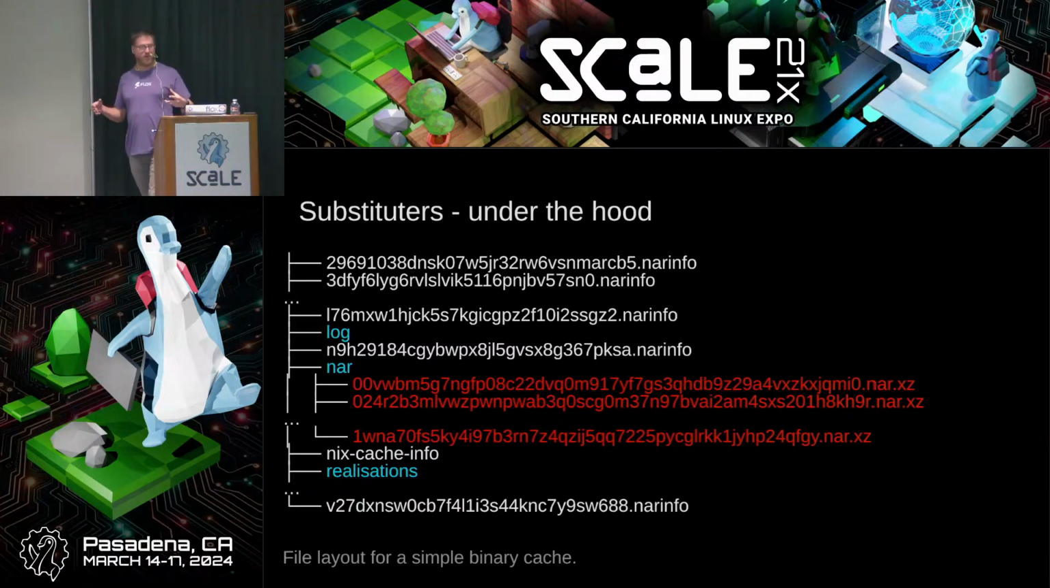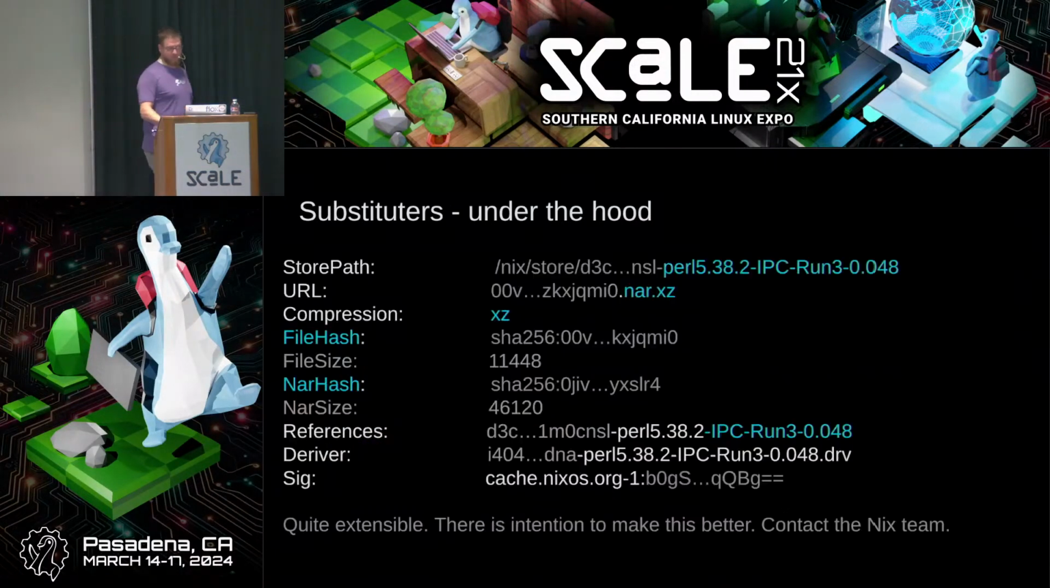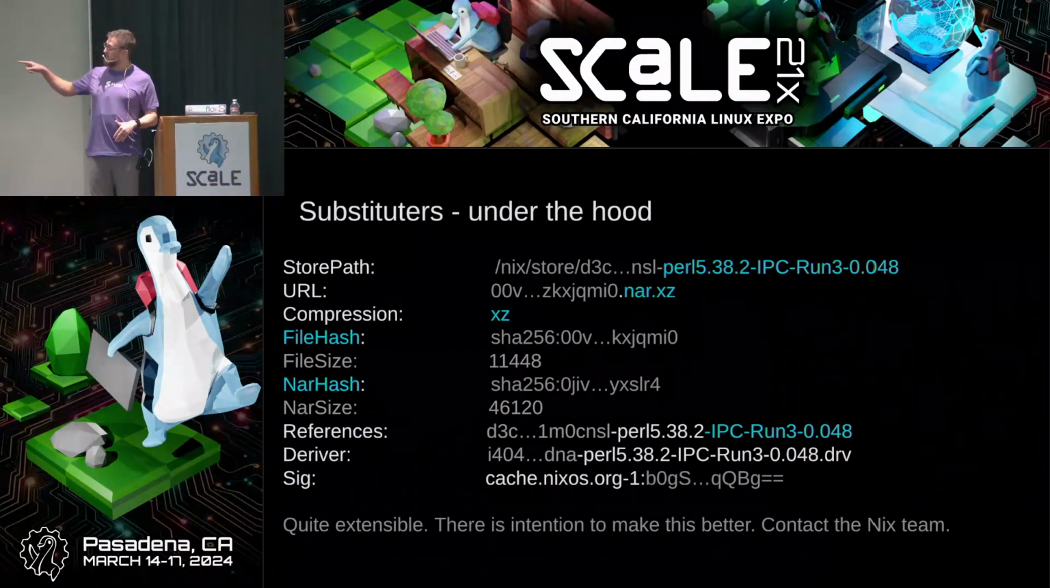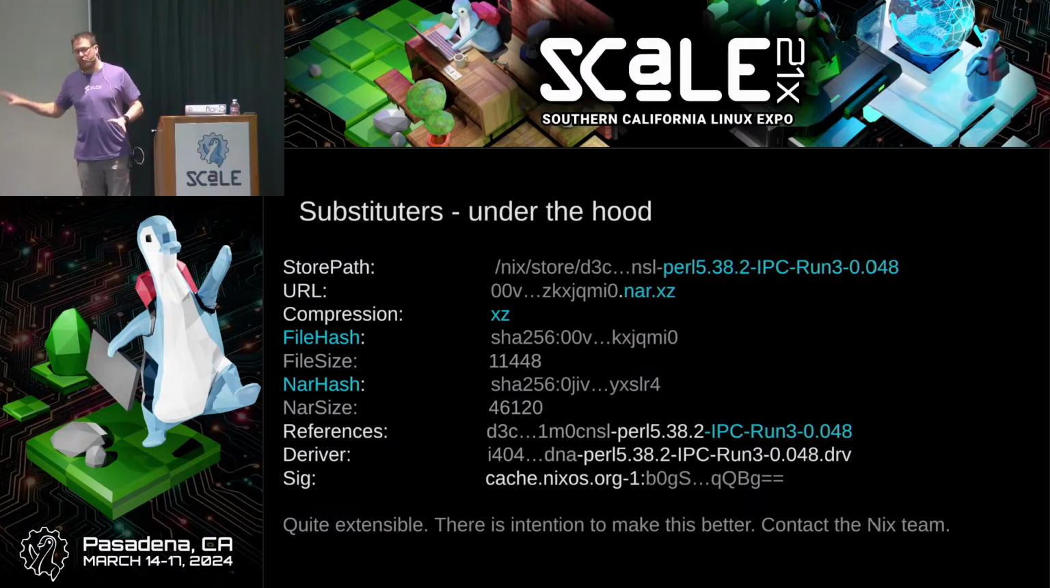All right, substitutors under the hood. Here's how they're actually put together, and here there's no database. The metadata of what depends on what is actually in these files called narinfos. Your actual data is put into those NAR compressed files. So let's actually take a look at one of these narinfos. You've got some data about what your store path is, where the actual binary is located, how it's stored, some hashes for the thing, what references they have, what the derivation is to reproduce it, and some signatures. This is just the format. It's not the best format. There's some work to make this better, but it is what it is.